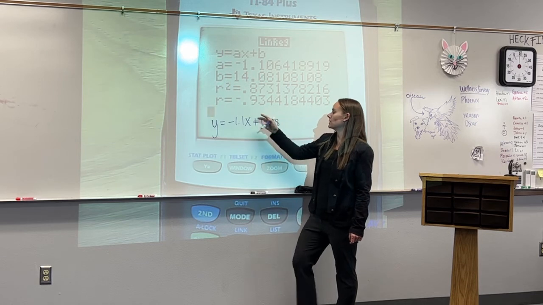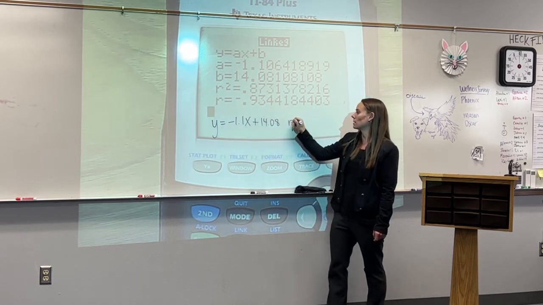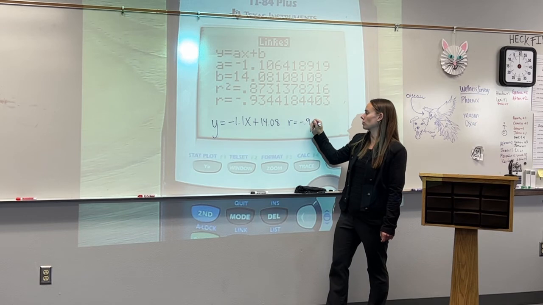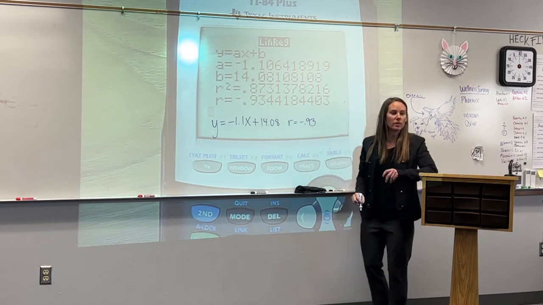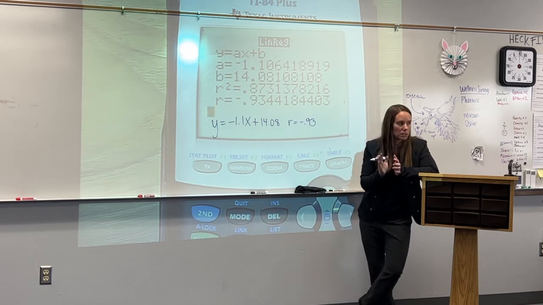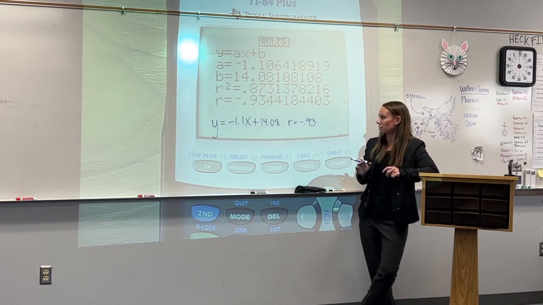And I do want you to write down the very last number, which is r. R equals negative 0.93. That's gonna tell us how correlated the data is. The closer to 1 that is, the more tightly correlated the data is to that line of best fit.